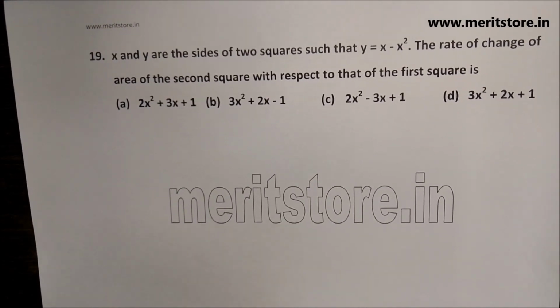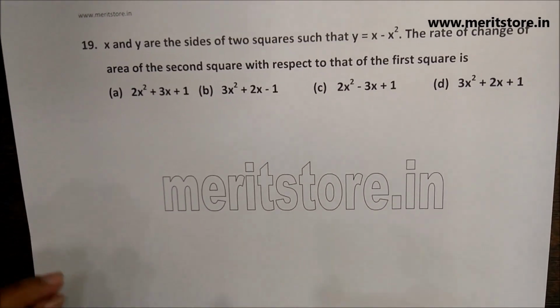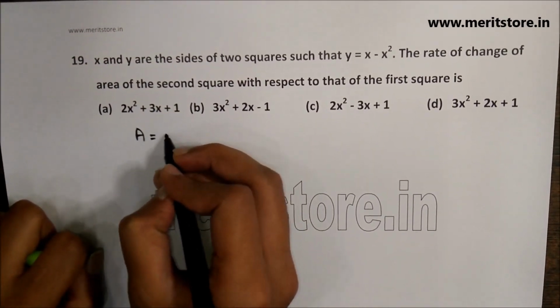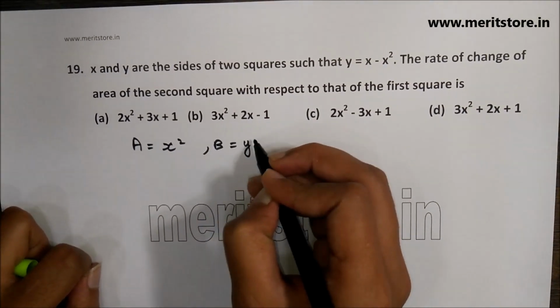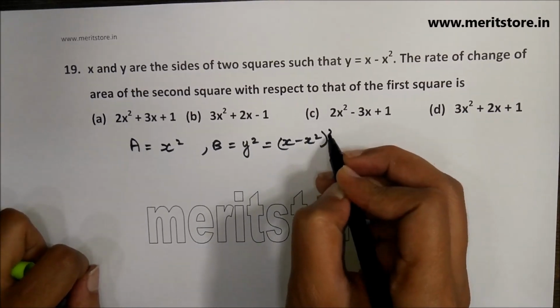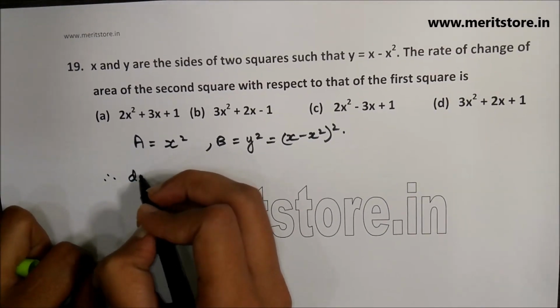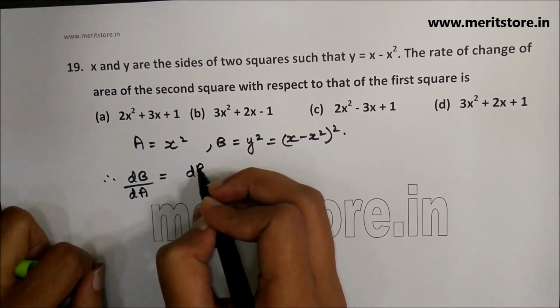The rate of change of the area of the second square with respect to that of the first square is, let A be the area of the first square as x square, and B is equal to y square, which is x minus x square the whole square. Therefore, we can write dB by dA is equal to dB.